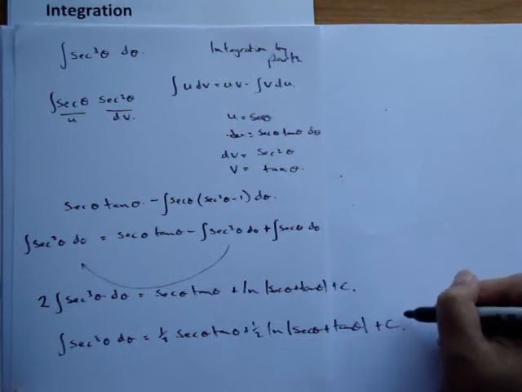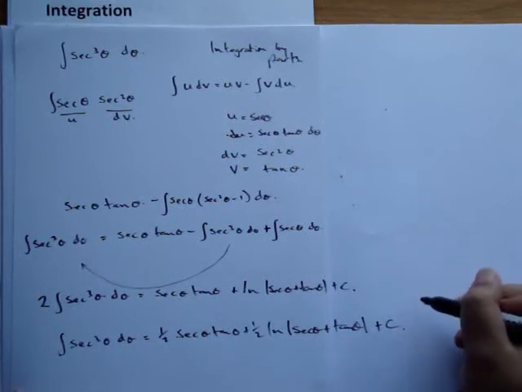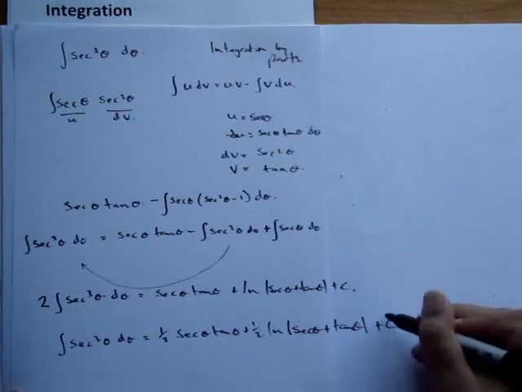We really should halve the c, but it still remains a constant. So c over 2 is still a constant, so it remains a c.